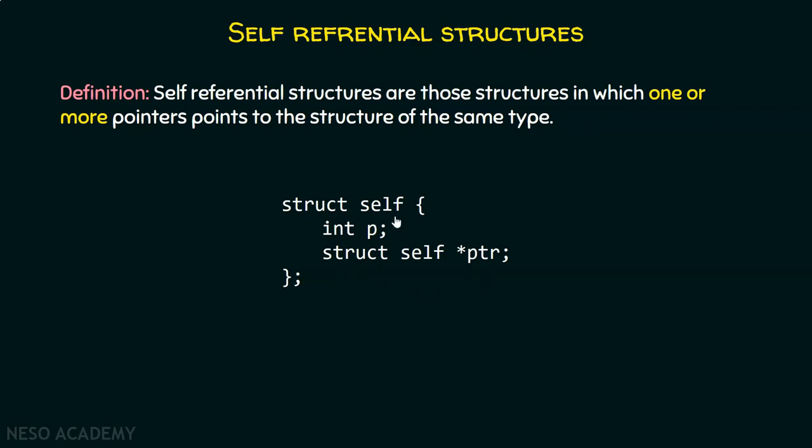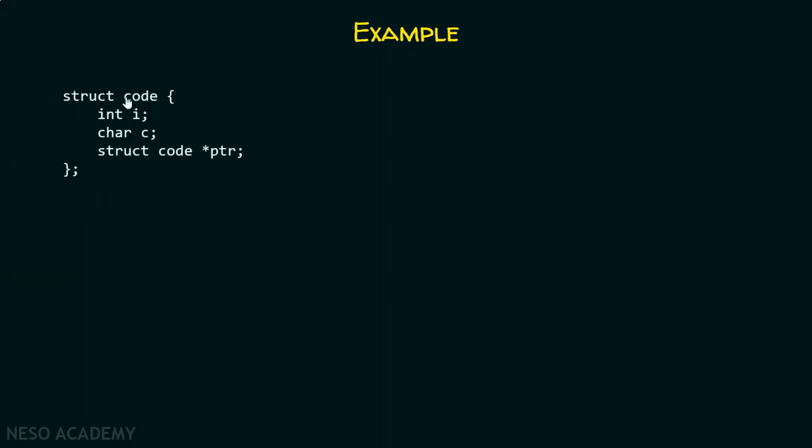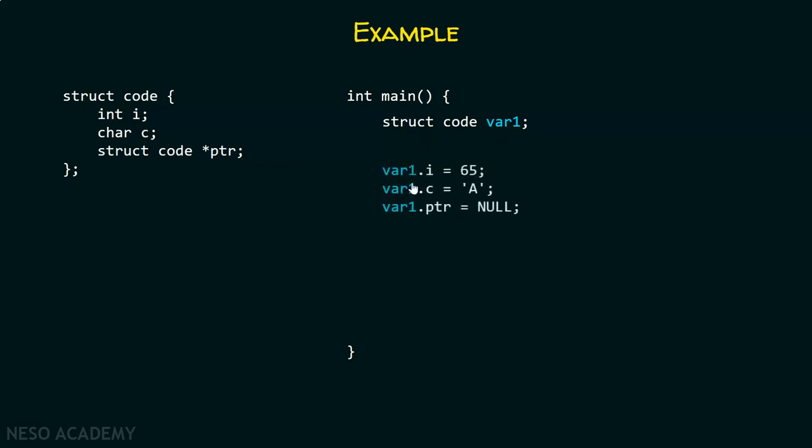Now let's consider one example. Here I have declared a struct code which consists of these three members. One is an integer variable i, the other one is a character variable c, and then we have a pointer which is pointing to struct code itself. Now in the main function, I have declared a struct code var1. Basically this is a variable of type struct code. As we know, it can access all these members without any problem. So here you can see var1 is accessing these members one by one.